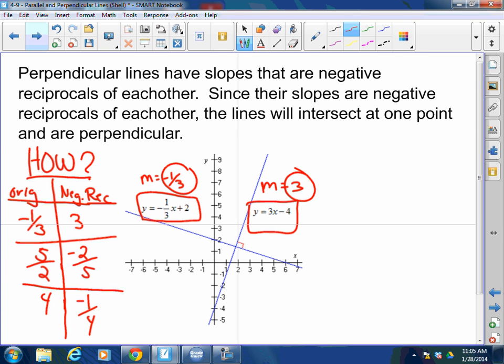So if you know how to recognize negative reciprocals, you will be able to tell that, hey, wait a second, negative reciprocals, all these lines have to be perpendicular. Does that make sense so far?